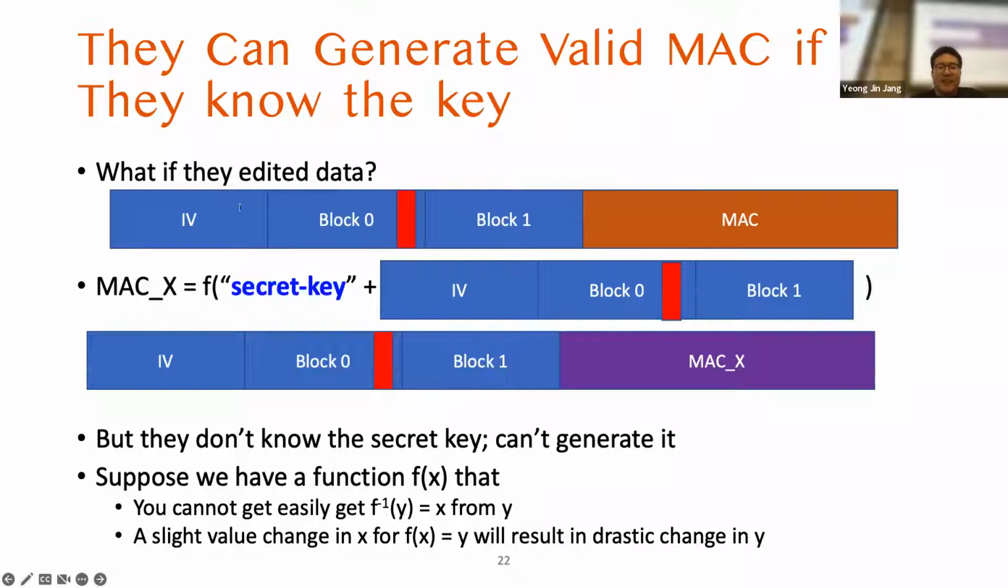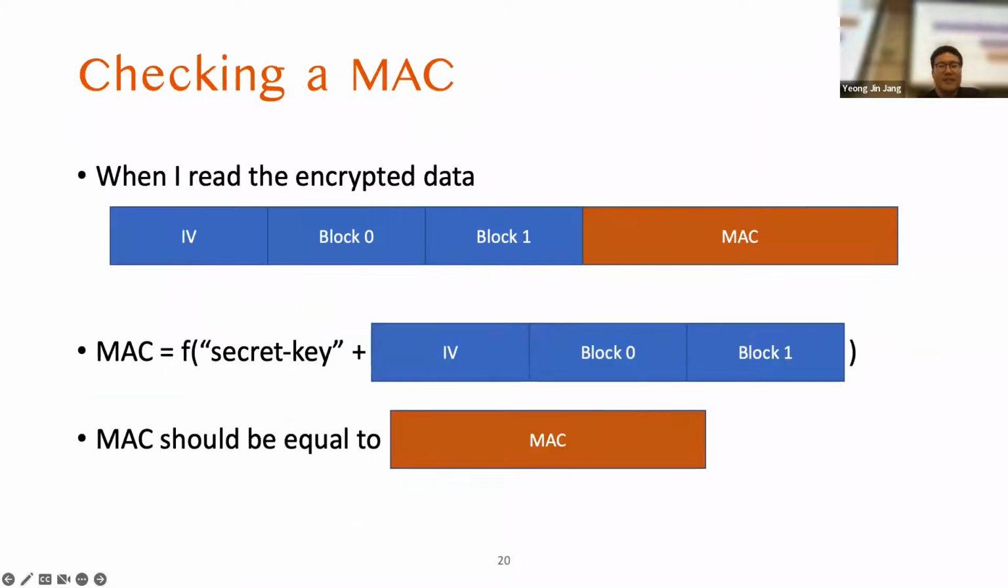So suppose they edited this file and then they want to generate this kind of MAC. If they can know the secret key, then they can prepare a secret key, attach all this kind of data, and generate the valid MAC for that. But the problem is that they cannot know the secret key, even if we release the MAC data here. So what we release is this information.